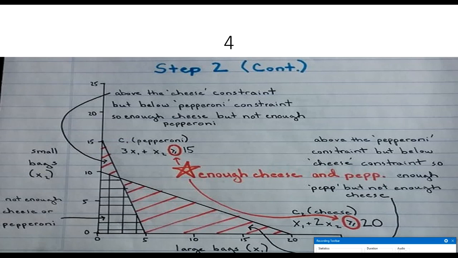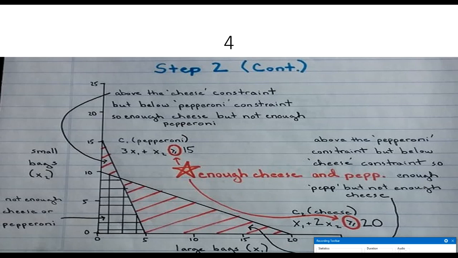Once we've graphed both of these lines, we have all of this relevant information now. Here, above these lines, because it's a minimization now. Before, when it was a maximization, it was below these lines. Now, it's above. Above this line, we have enough cheese. Above this line, we have enough pepperoni. Below both lines, we have not enough cheese nor enough pepperoni.